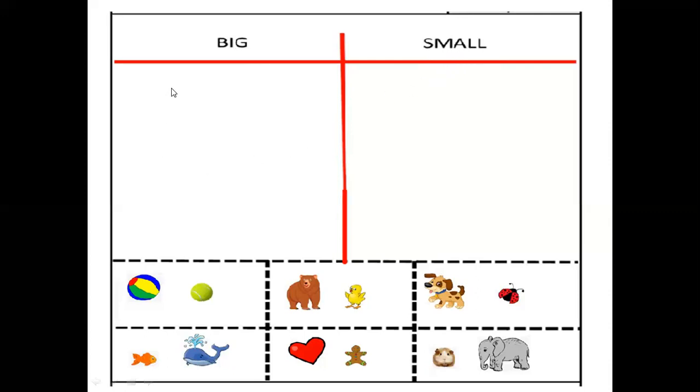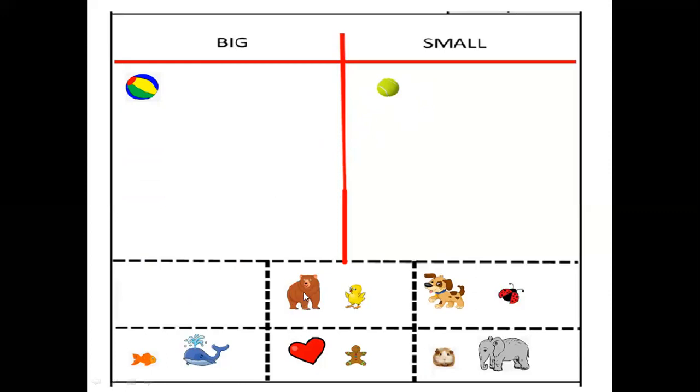So the big object we will put here and the small one we will put here. Understand? So which one is the big one? This ball or this ball? This one is the big one. So pick it and put it here like this. Understand? Well done. Now the remaining one is small, so pick it and put it here under the small column. Understand? Now come to our next column.